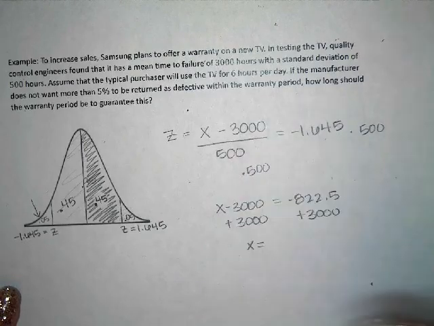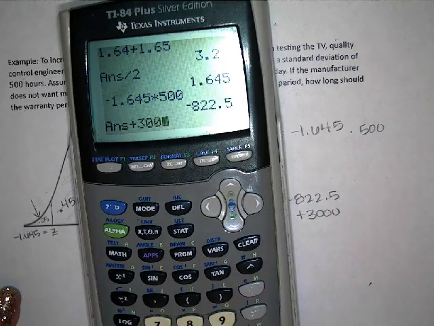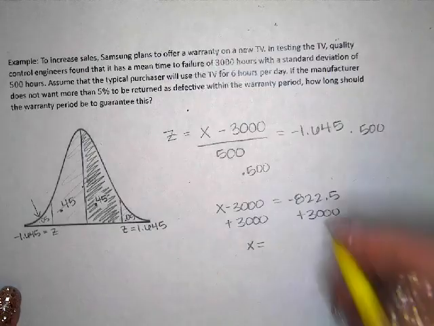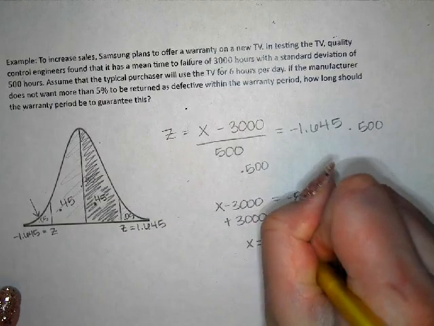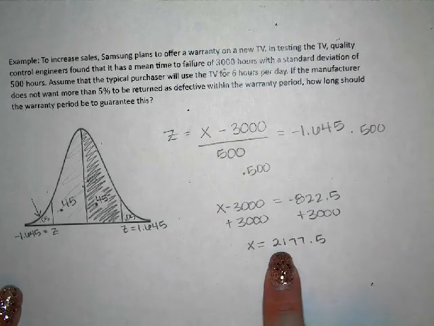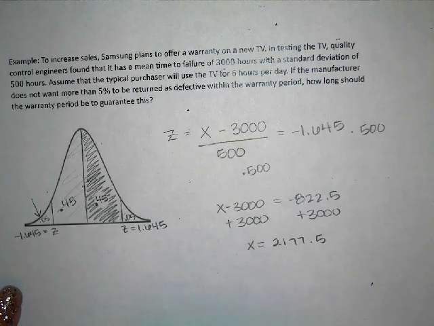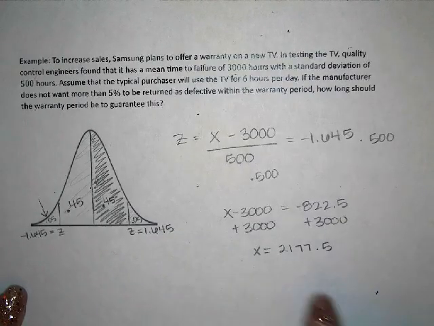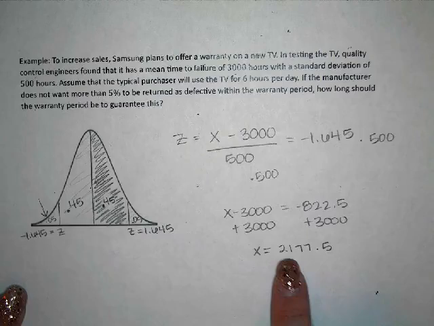Okay, so somebody whose television is in the bottom 5%, as in these are the most defective televisions we have, is someone whose television fails to work after they've watched it for 2,177.5 hours. This is how many hours they've been watching that television.